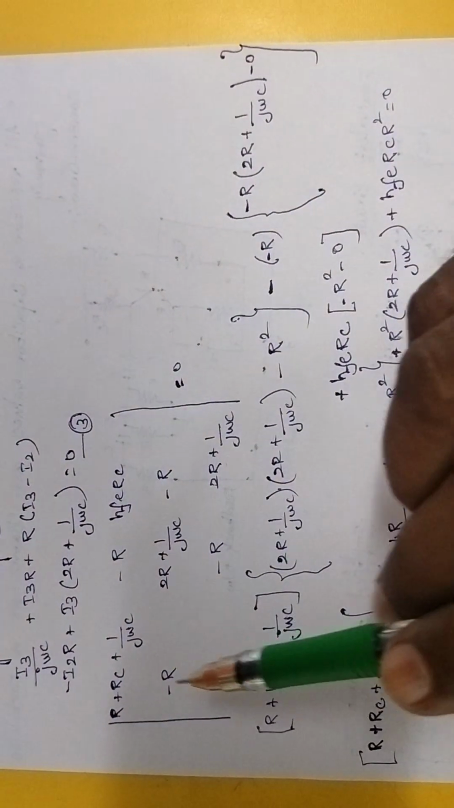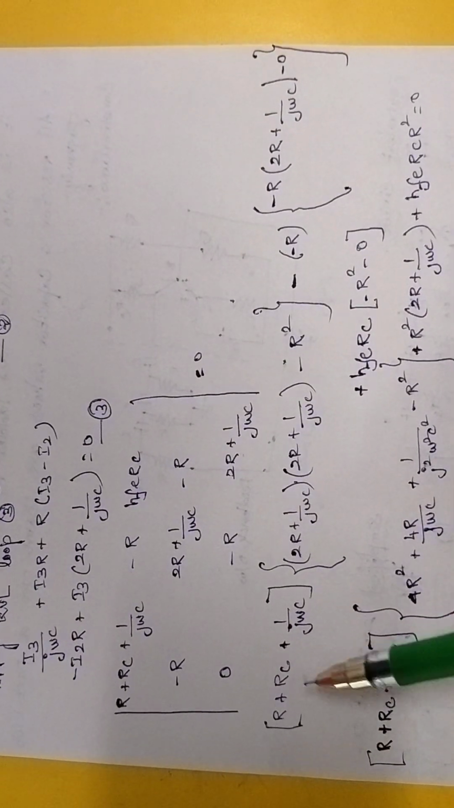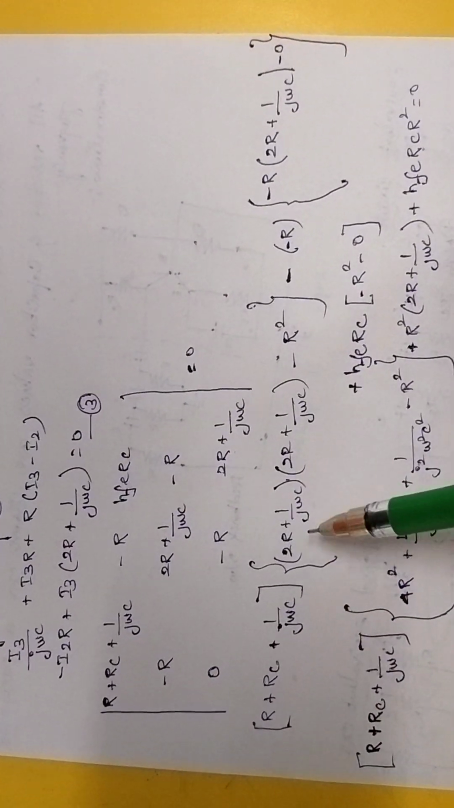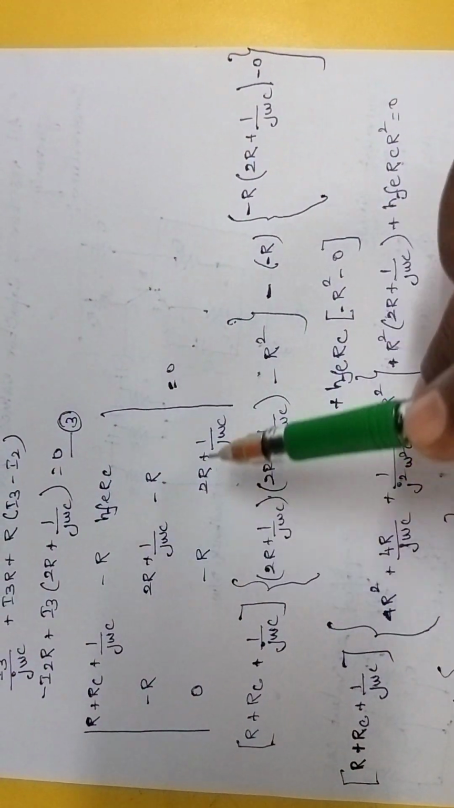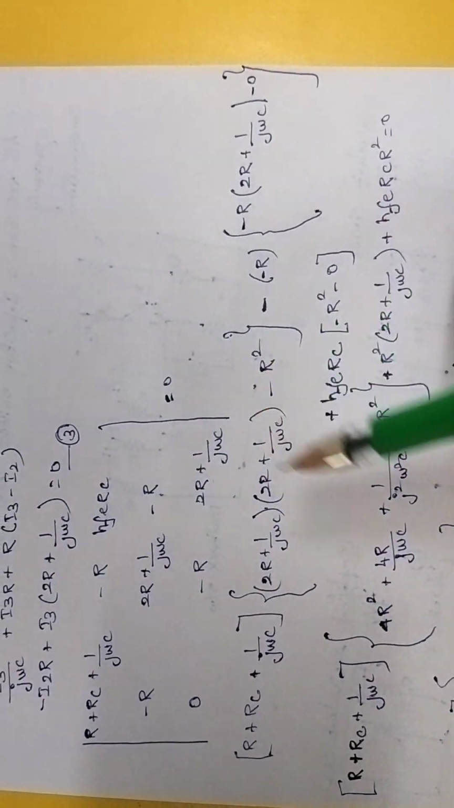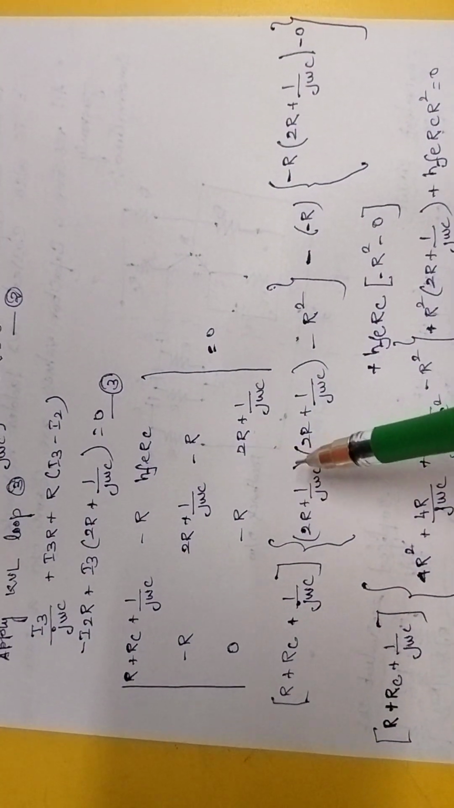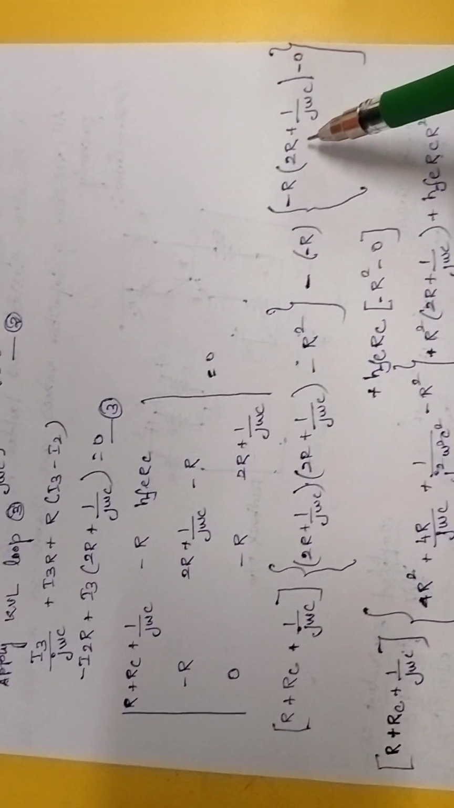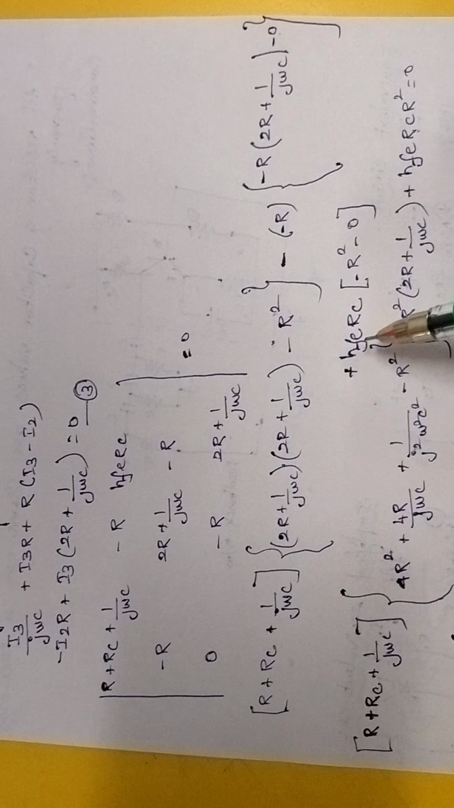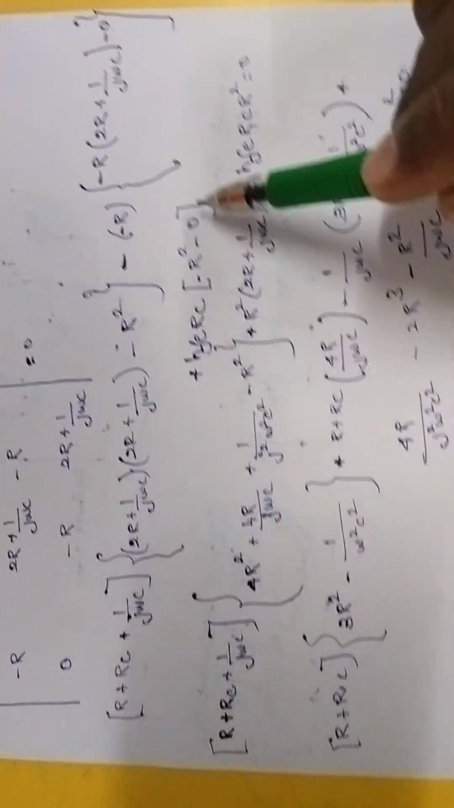Then we can write it in matrix form. Each loop has a matrix row. So we calculate the first row: R plus RC plus 1 over j omega C, into 2R plus 1 over j omega C, into 2R plus 1 over j omega C, minus R squared, minus of R into R into 2R plus 1 over j omega C minus 0, plus hfe RC into minus R squared, minus 0.